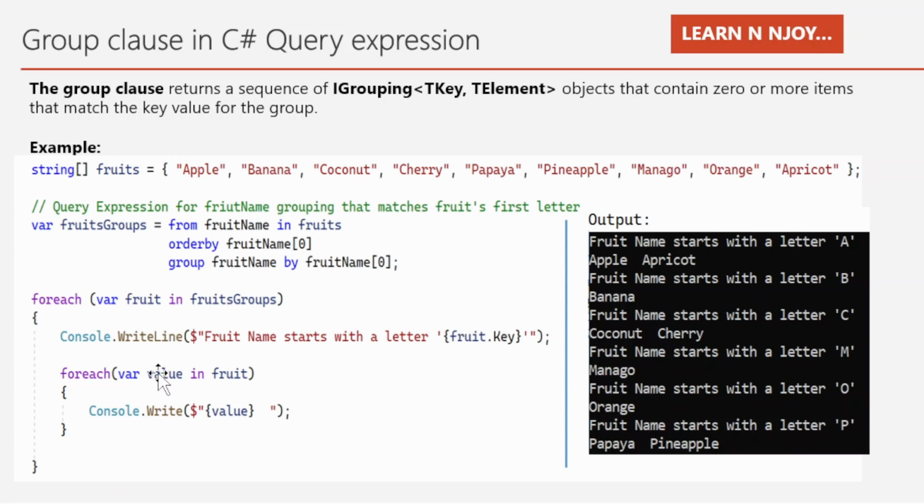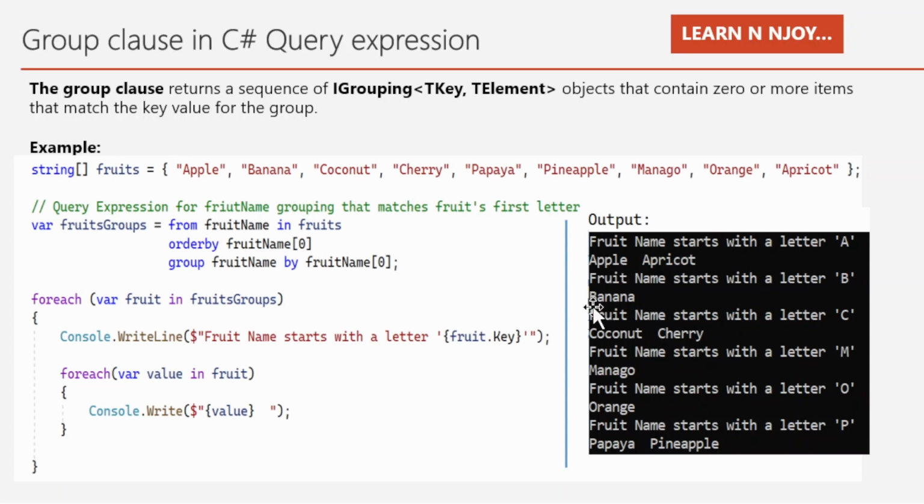And then the value, how are we going to get it? We need to iterate with foreach var value in fruit, because this value is nothing but the actual fruit name, and that we wanted to print into this console window. That's why I have written Console.Write($value). You see the output, this expected output appeared in the output window. The fruit names starting with letter A: apple and apricot are there, so that's what got printed.